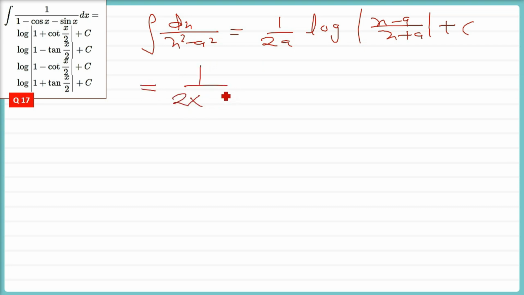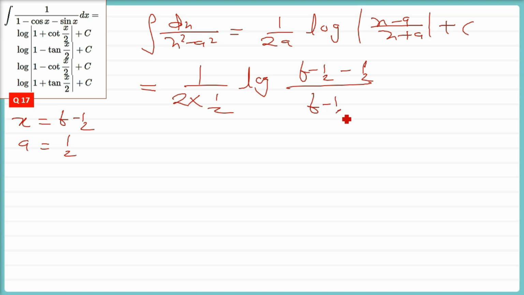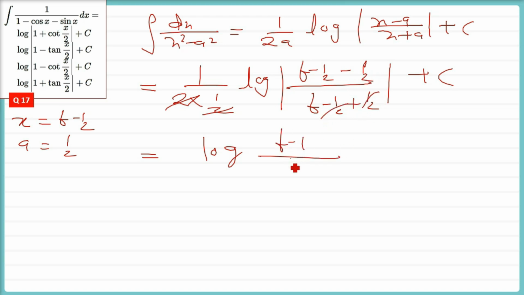So let's apply the formula. 1 by 2a. What was a? Just to recall, x we take as t minus half and a we take as half. So 1 by 2a, 1 by 2 into 1 by 2, log modulus of x minus a, that is t minus half, divided by t minus half plus half inside the modulus, plus a constant of integration. 2 gets cancelled. Log will remain like this. t minus half is t minus half and half is 1 only. So it will be t minus 1 divided by, half gets cancelled, it will be divided by t in the modulus sign, plus a constant of integration.